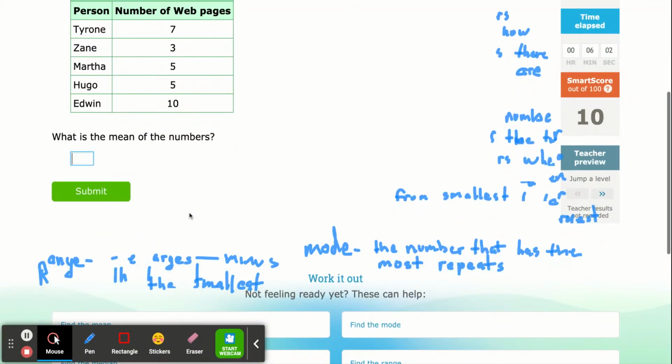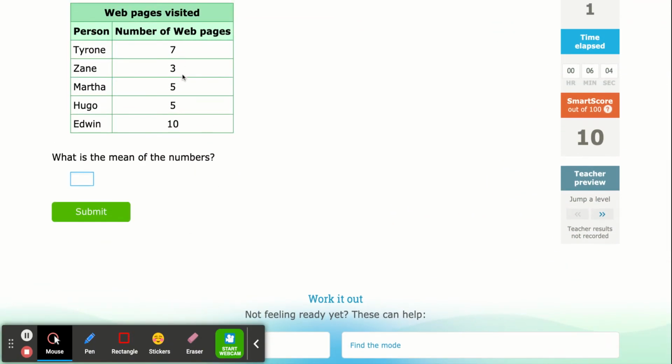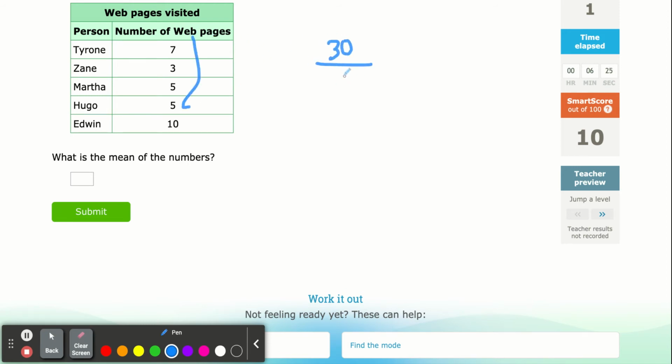Here, if I want to find the mean, I'm going to add them all up. I have a calculator handy. I'm going to go 7 plus 3 plus 5 plus 5 plus 10. That gives me a total of 30, but now I divide by how many numbers there are: 1, 2, 3, 4, 5. So I take 30, the sum of all these put together, and divide by 5 because there were 5 numbers, and that gives me 6. And I type in 6. That's the mean.